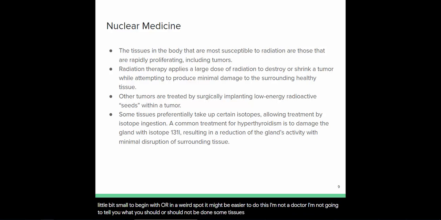Some tissues preferentially take up certain isotopes, allowing treatment by isotope ingestion, a common treatment for hypothyroidism. So if you have a thyroid that's overgrown, they can give you iodine-131. What ends up happening is that the tumor wants to take up this iodine, but because it's radioactive, it will actually destroy the tumor. So it'll reduce the gland's activity with minimal disruption to the surrounding tissue, because most of that stuff given off is, again, almost immediately absorbed by the tissue around it. If the tissue around it's all tumors, well then that's a good way to kind of knock it down.